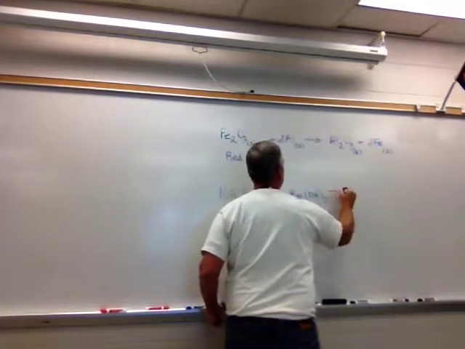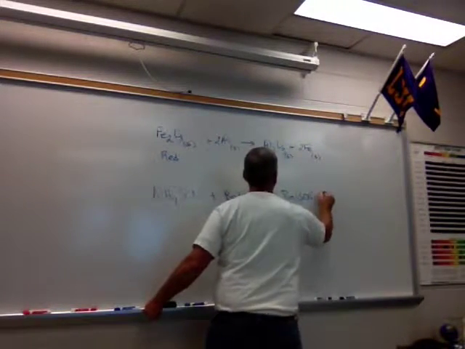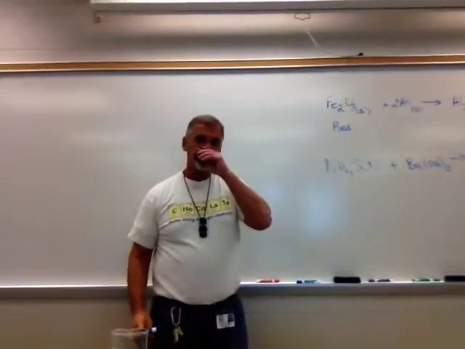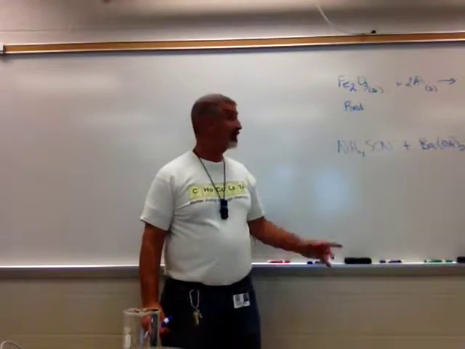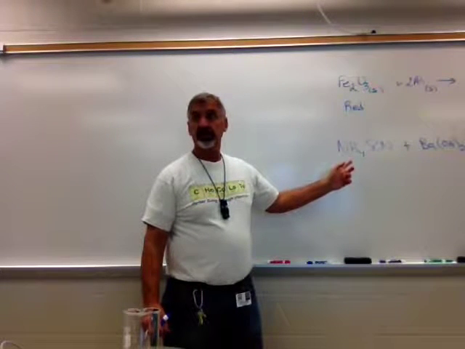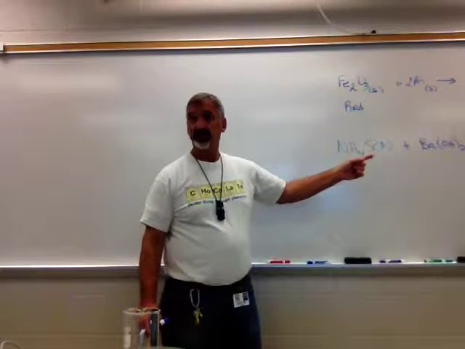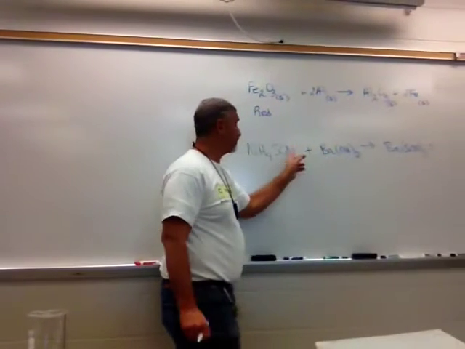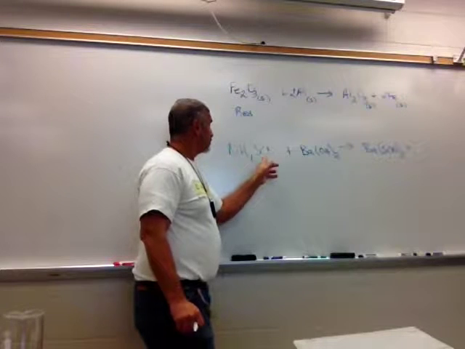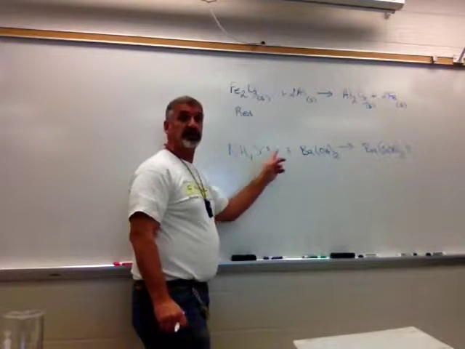We're going to make barium thiocyanate plus what product? Okay, well, in double replacement, what are we going to make? NH4OH. NH4 plus OH minus, because the barium went with the thiocyanate. This is called the thiocyanate ion. Okay, we'll talk about that in 1 second. So we're going to get barium thiocyanate plus ammonium hydroxide.